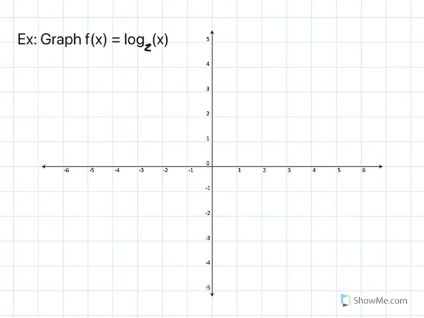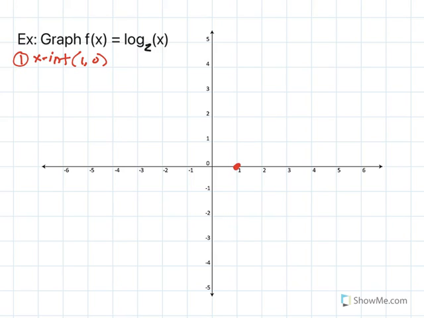Okay, so let's do this. We're going to graph f of x equals the log of x base 2. Step 1 said x-intercept, which we know to be (1, 0), because if I plug in 1 for x, 2 to the 0 power is 1. So (1, 0) is here. There's my x-intercept.